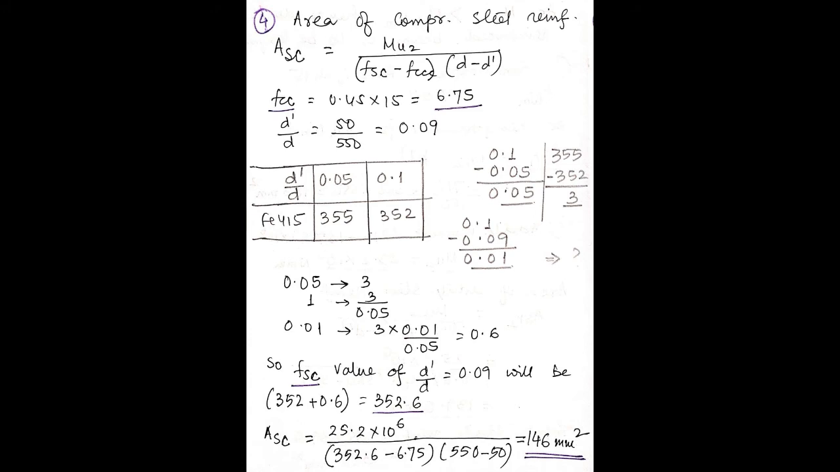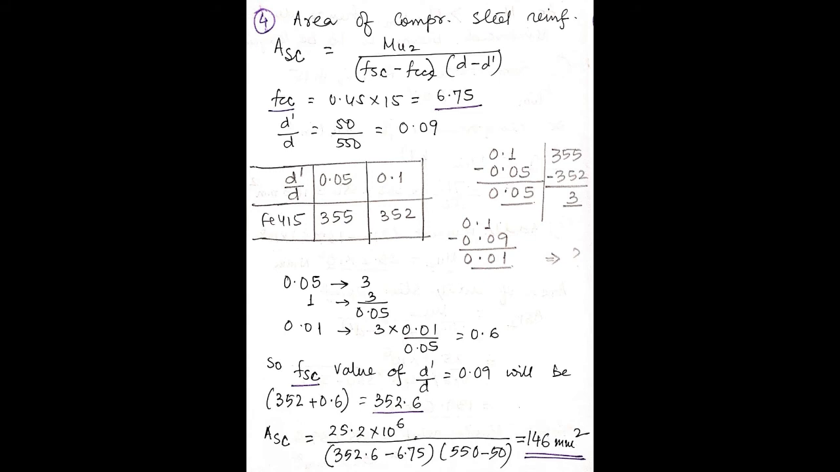Now step number 4, let us see how to find the area for the compressive steel reinforcement requirement. So Asc is equal to Mu2 divided by (Fsc minus Fcc) into (d minus d dash). Now Fcc is 0.45 into Fck. Fck is 15, because M15 concrete is used. So it is 6.75. Now what is d dash by d? d dash is equal to 50 and d is equal to 550. So that gives us 0.09.